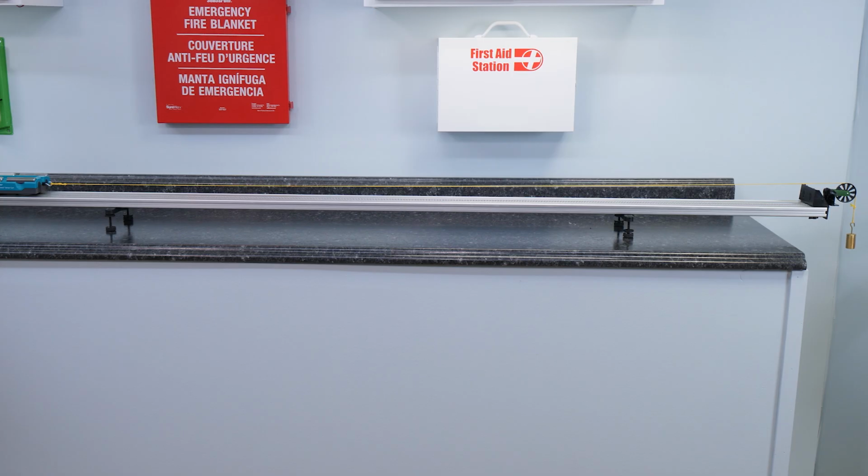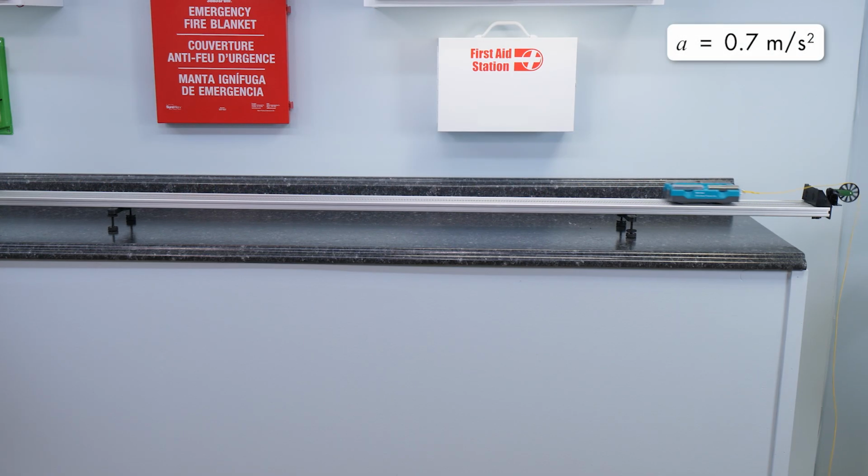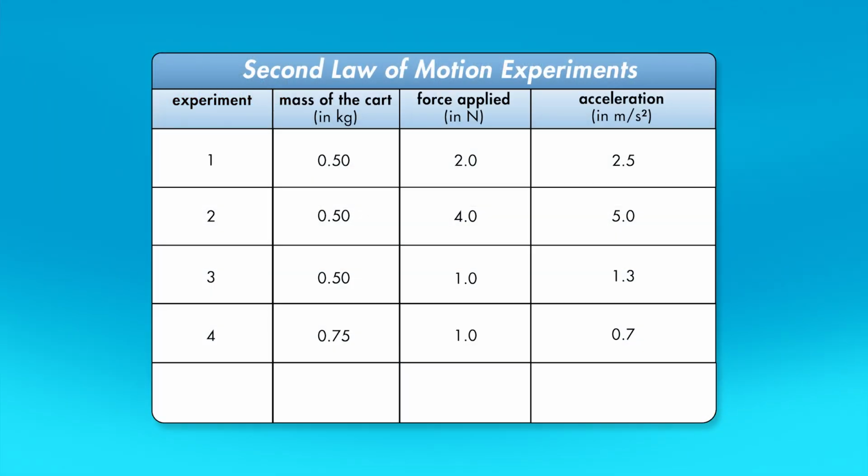According to our sensor readings, the acceleration of the cart was 0.67 meters per second squared, which we rounded to 0.7 meters per second squared. For this experiment, we used the same force as the previous experiment, 1.0 newtons, but the increased mass produced less acceleration. Our results show that acceleration is inversely proportional to the mass.